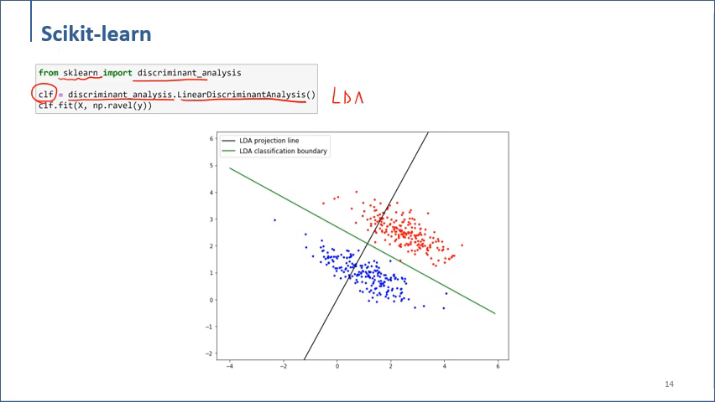So here we use LDA, and if you just use the command CLF.fit, then from that you can directly find the LDA projection line. So from that we can project this data while preserving the original class information.